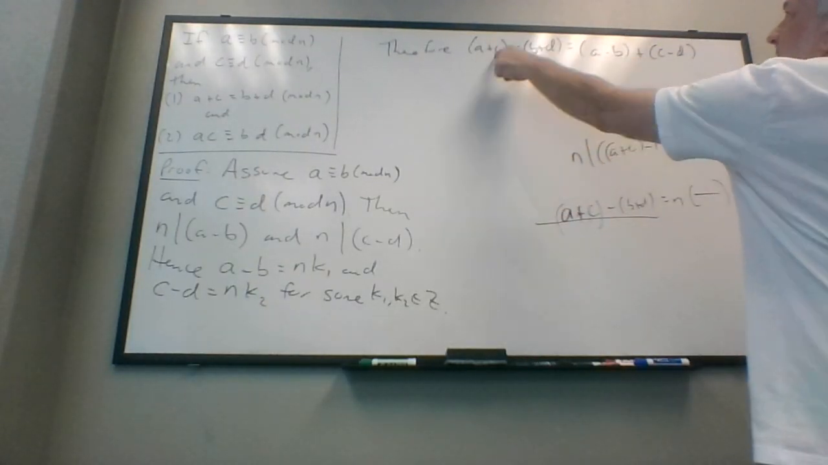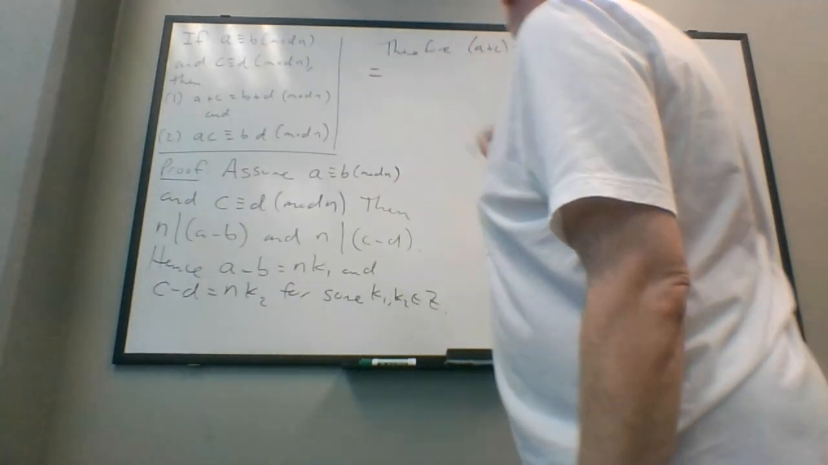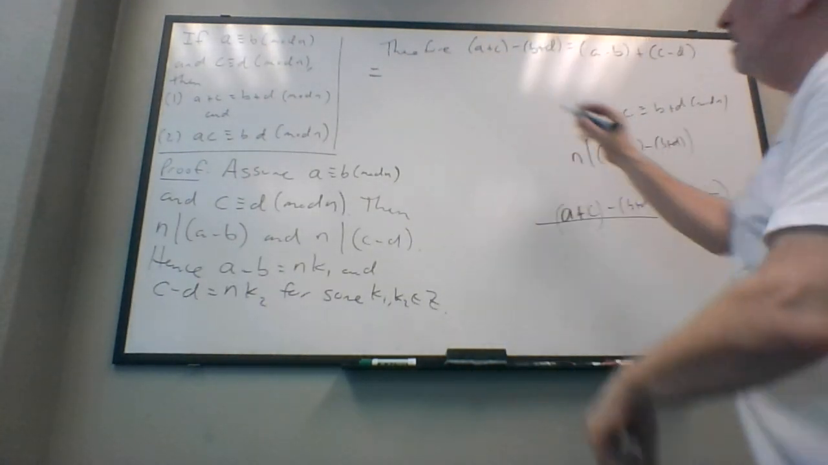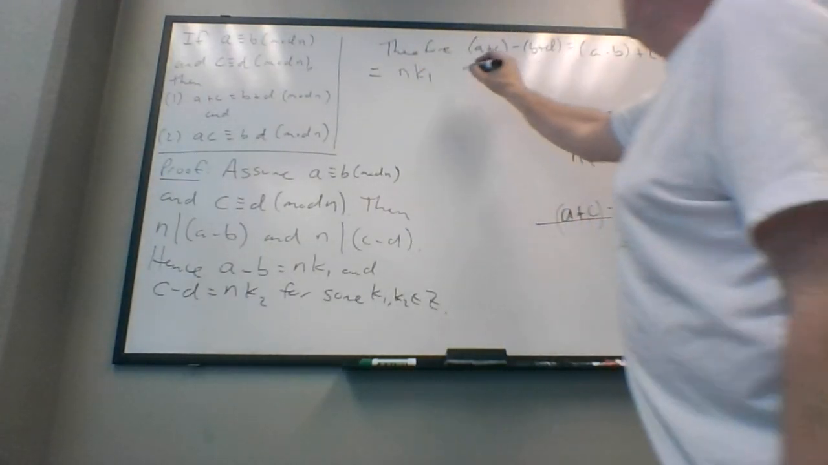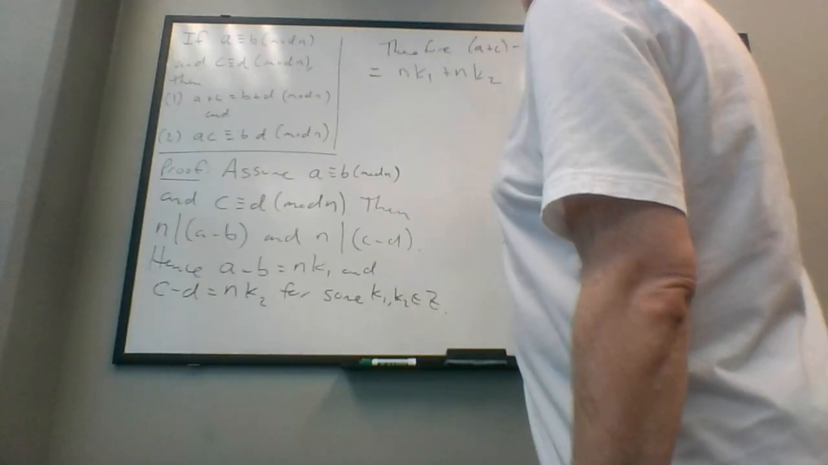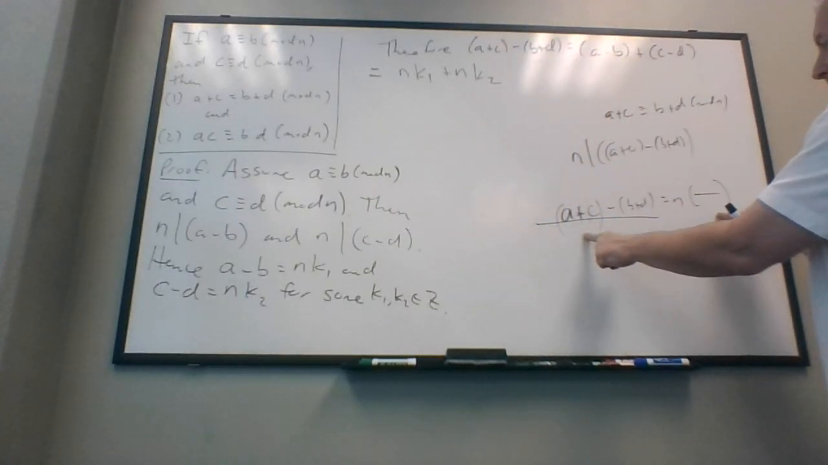A minus B, C minus D, when you distribute the minus sign, and then equals. Now A minus B we just said was NK1. C minus D we said was NK2. So again, trying to work backwards. This is what I need to be N times something.